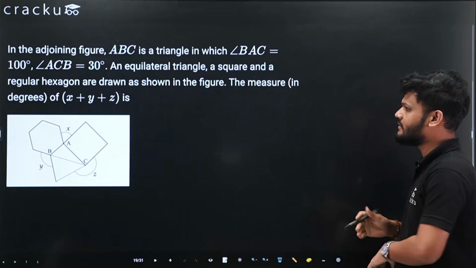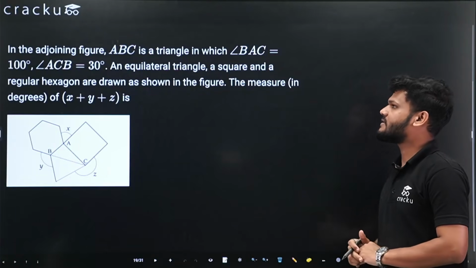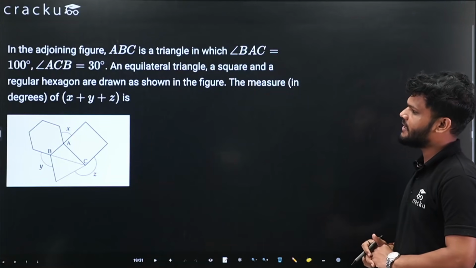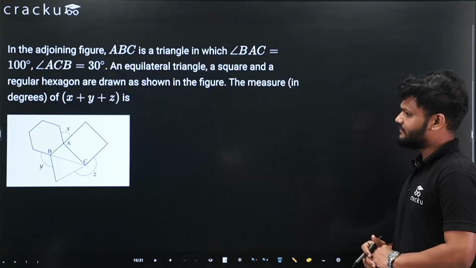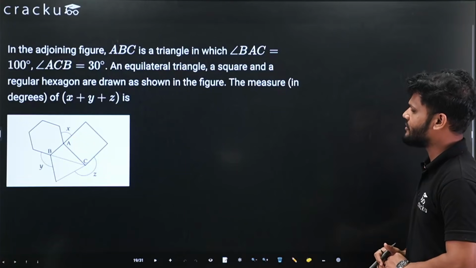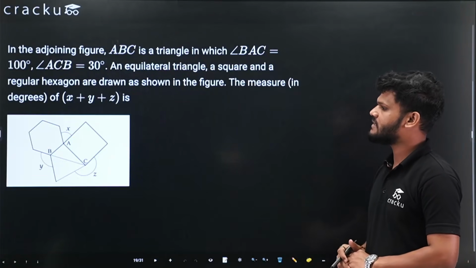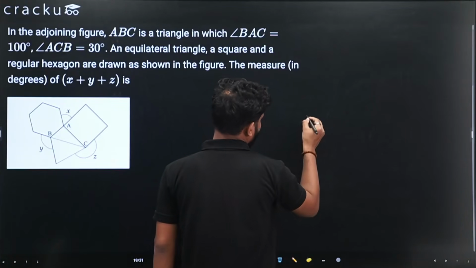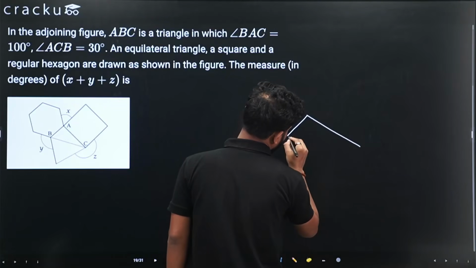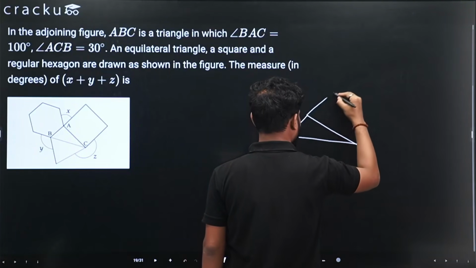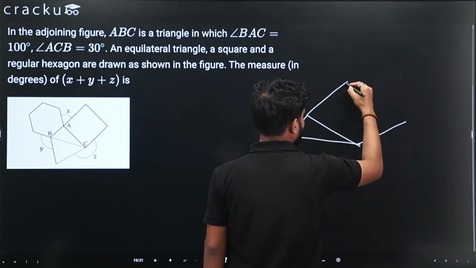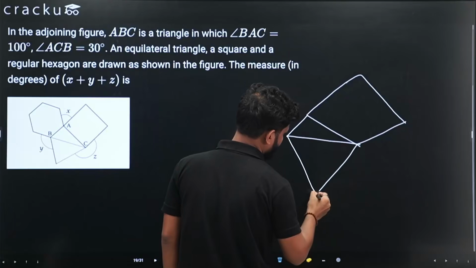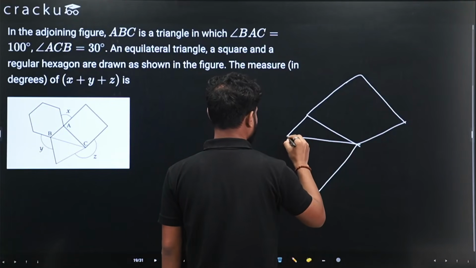In this question, we are asked, in the adjoining figure, ABC is a triangle in which BAC is equal to 100 degree, ACB equal to 30 degree, an equilateral triangle, a square, and a regular hexagon are drawn as shown in the figure. The measure in degree of x plus y plus z is what? Let us first draw the figure. So I have this triangle here. Then I have a square here. Then here it is an equilateral triangle. And here we have a regular hexagon.